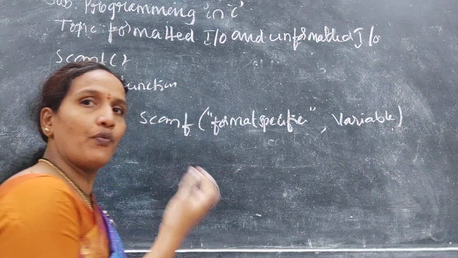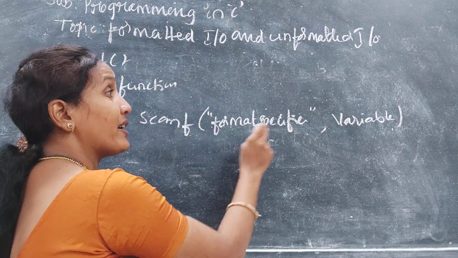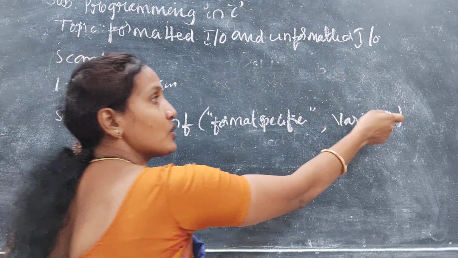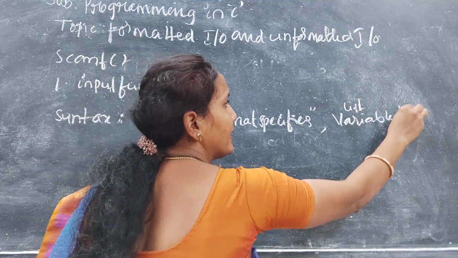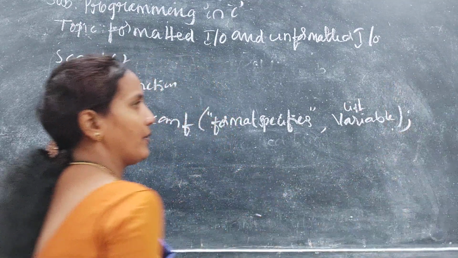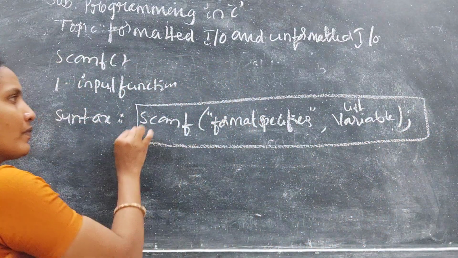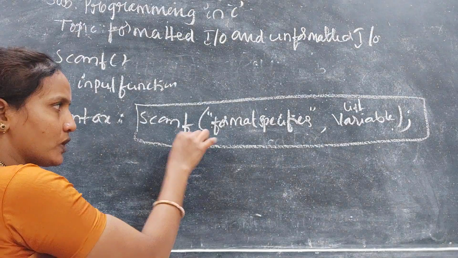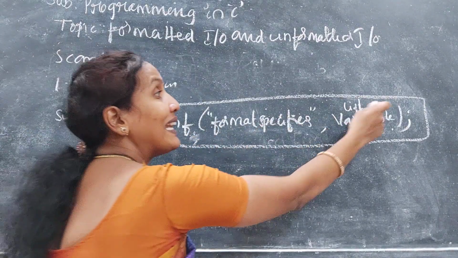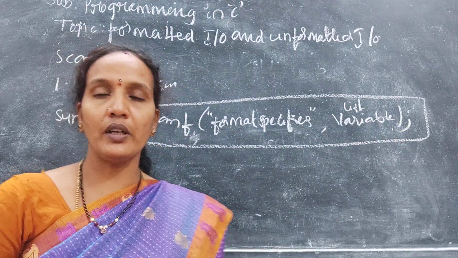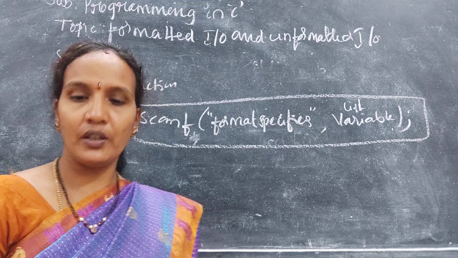If it is the list of formats, the list of values you are collecting from a user, here you get format specifiers, list of variables. Format specifiers, list of variables, and it is a statement. It should end with a semicolon. It's very, very important. Scanf, here no space. Format specifiers, list of variables. Okay, it is a scanf function. It is used to collect input from a user.